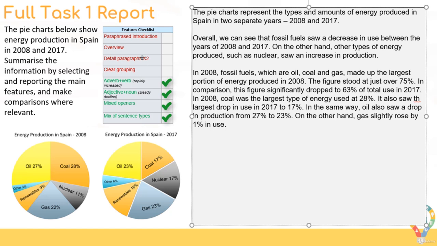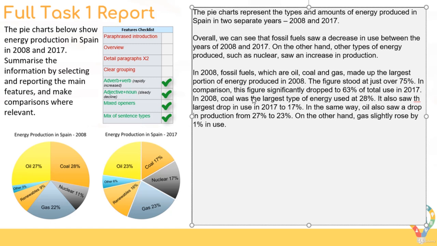I've done my first detailed paragraph. Clear grouping. Yeah, I did that because I went in my plan with fossil fuels and other types of energy, so it's clear to see. And for the other points, let's take a look. Adverb and verb. Yeah, I've definitely been using adverbs and verbs.